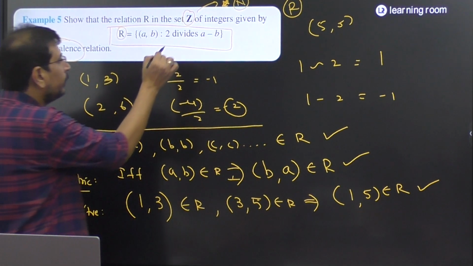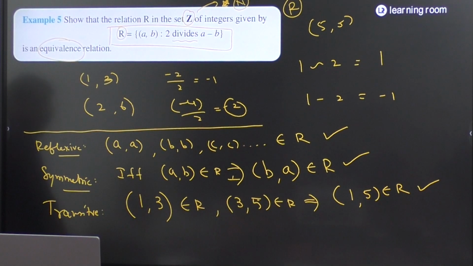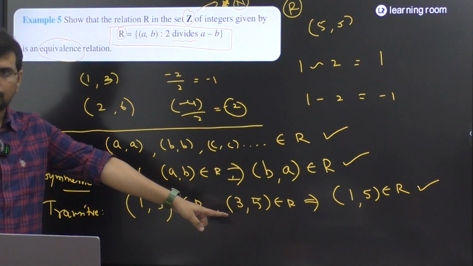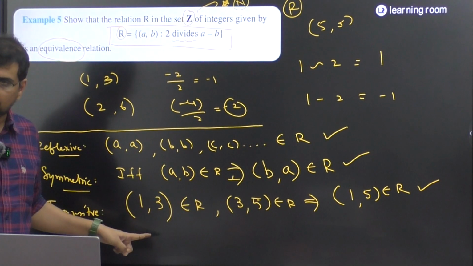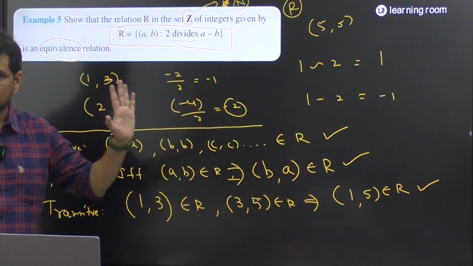So this is where you need to be careful. As I told you, you can also take numbers. Not necessary to take a1, a2, a3. You can take 1, 3 belongs to R, 3, 5 belongs to R, and 1, 5 also belongs to R. It stands.